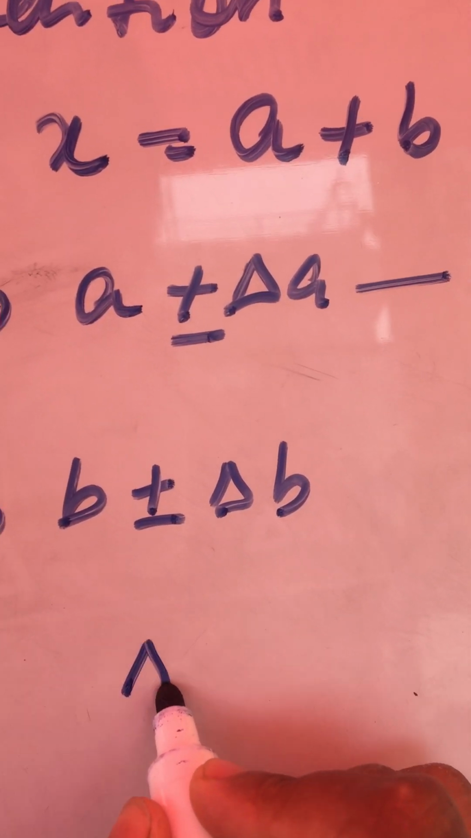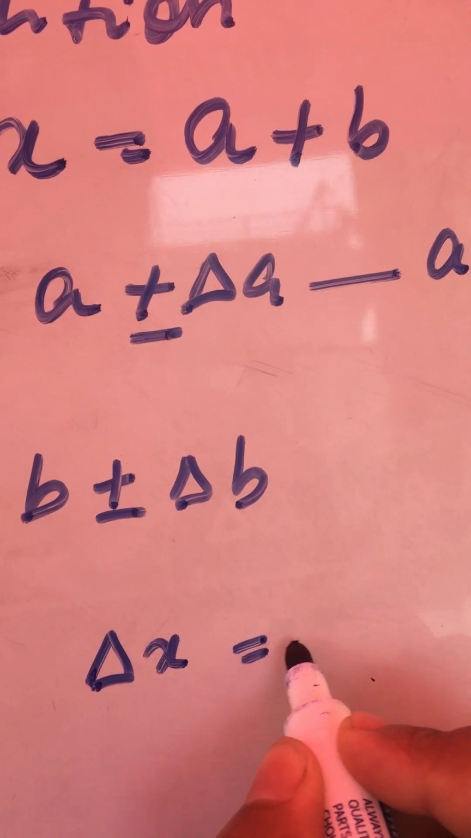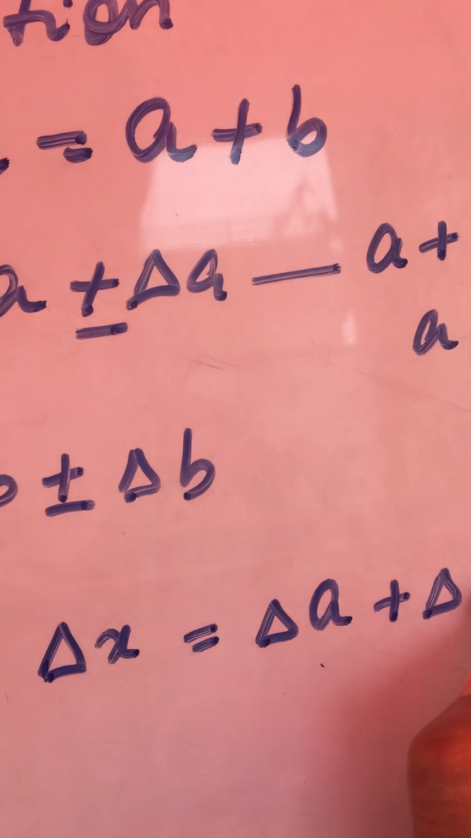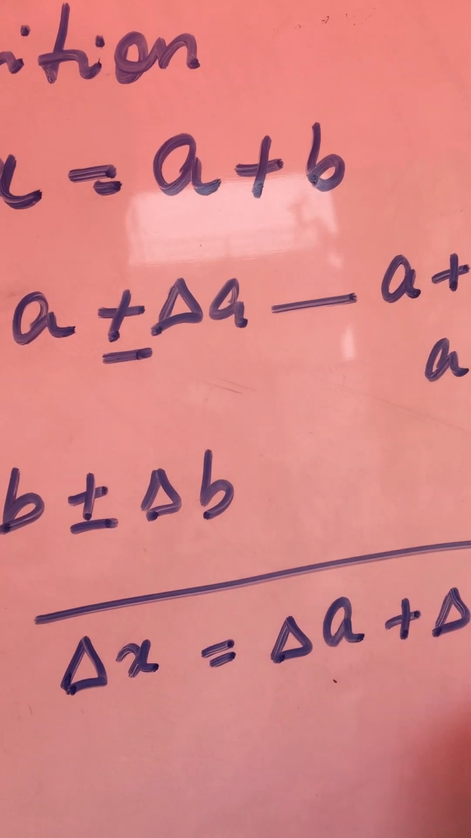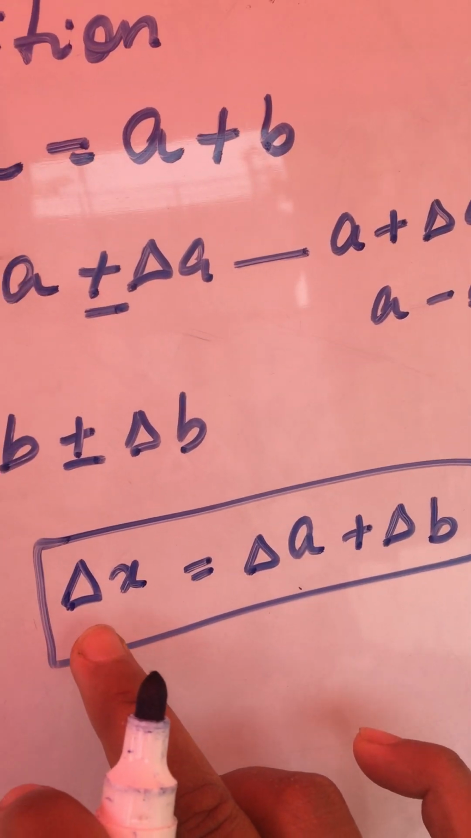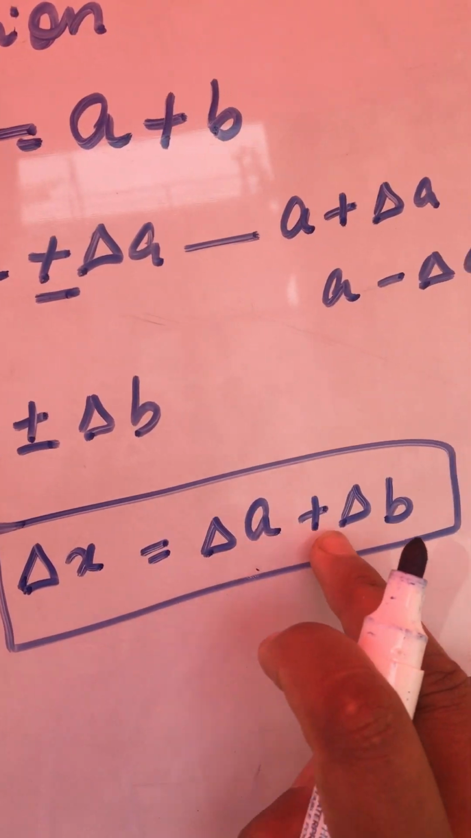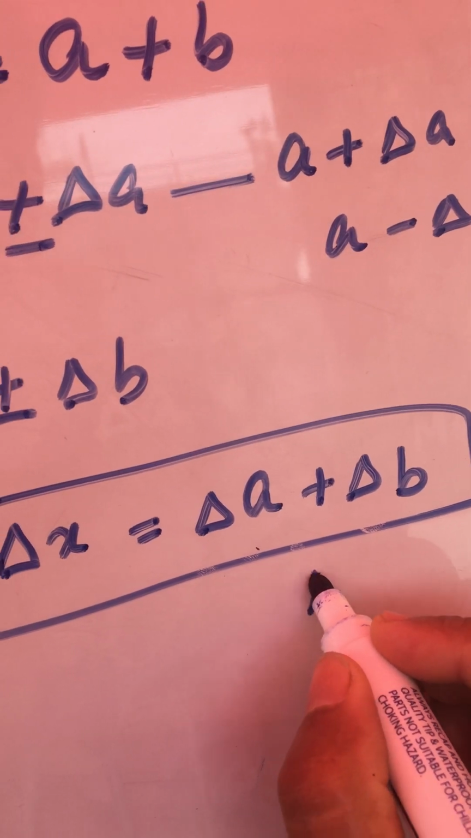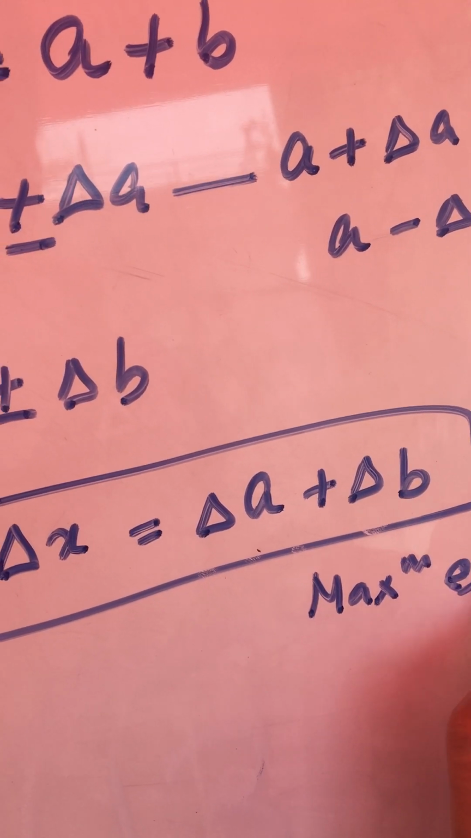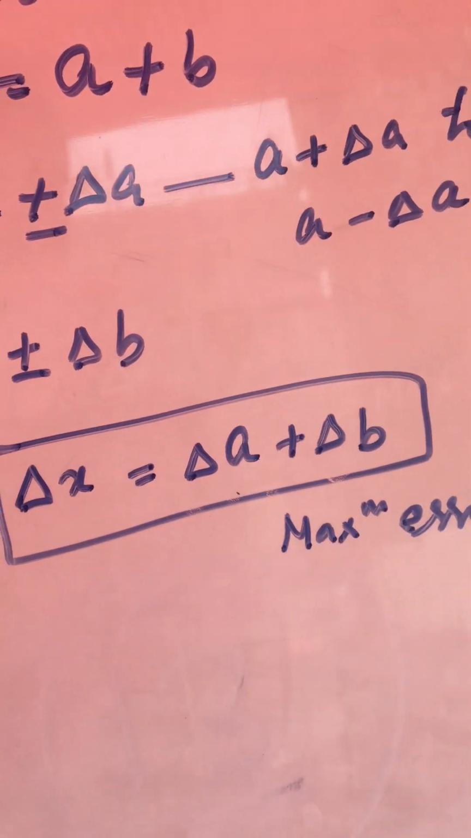Then how much will delta X be? Delta X will be the addition of delta A plus delta B. This you need to keep in your mind: when we are doing the operation addition, the error will also get added. This is the maximum error.